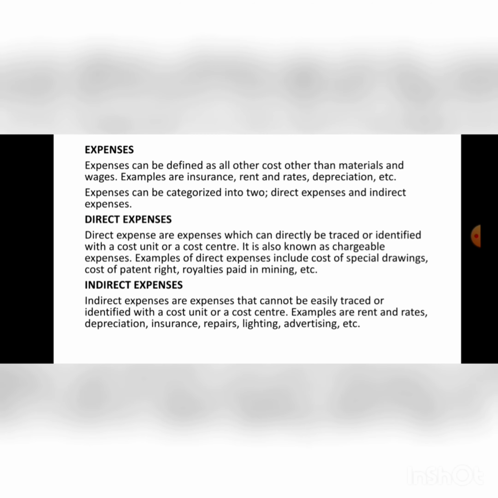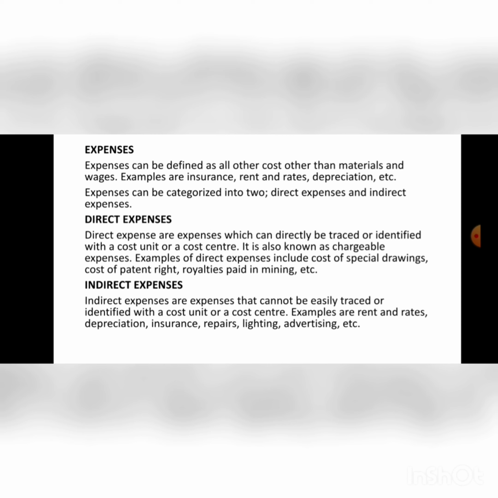Expenses is the third element of cost. Expenses can be defined as all other costs other than materials and wages. Examples are insurance, rent and rates, depreciation, etc.